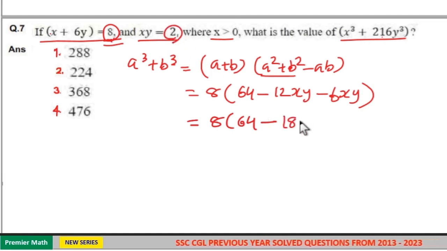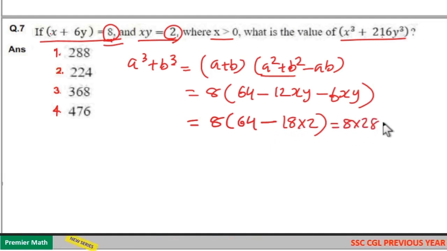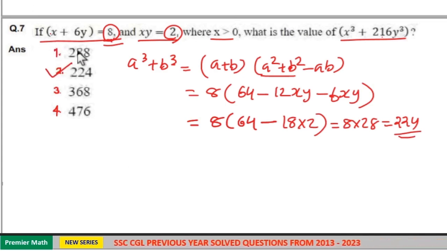xy is 2 here. So 18 into 2 is 36. 64 minus 36 is equal to 28. So 8 into 28 is equal to 8 into 20, 160, 8 into 8, 64. So 224. 160 plus 64 is 224. Option 2 is your answer.